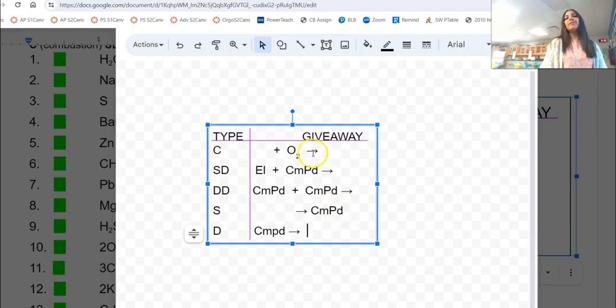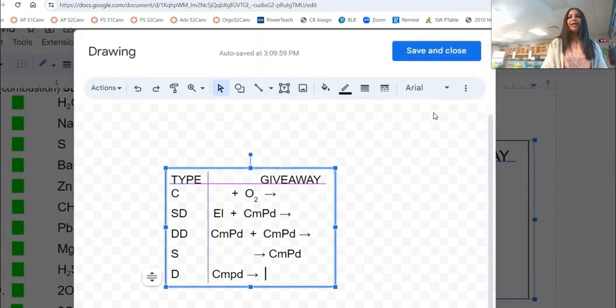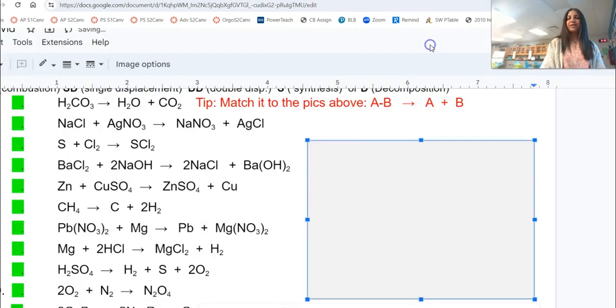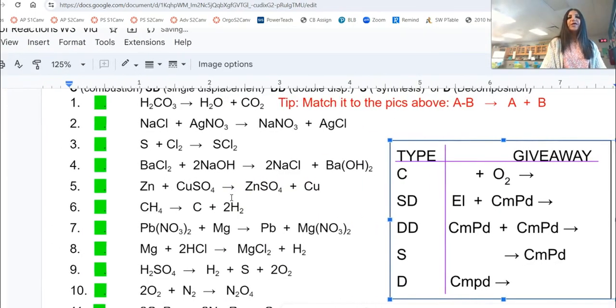In combustion, anytime you have oxygen on the left of the arrow, that's combustion. That's something that is going to be burning or giving off heat when it reacts. Single displacement and double displacement, they have to switch places. So you do have to check on the right to see what happened. Okay. All right.